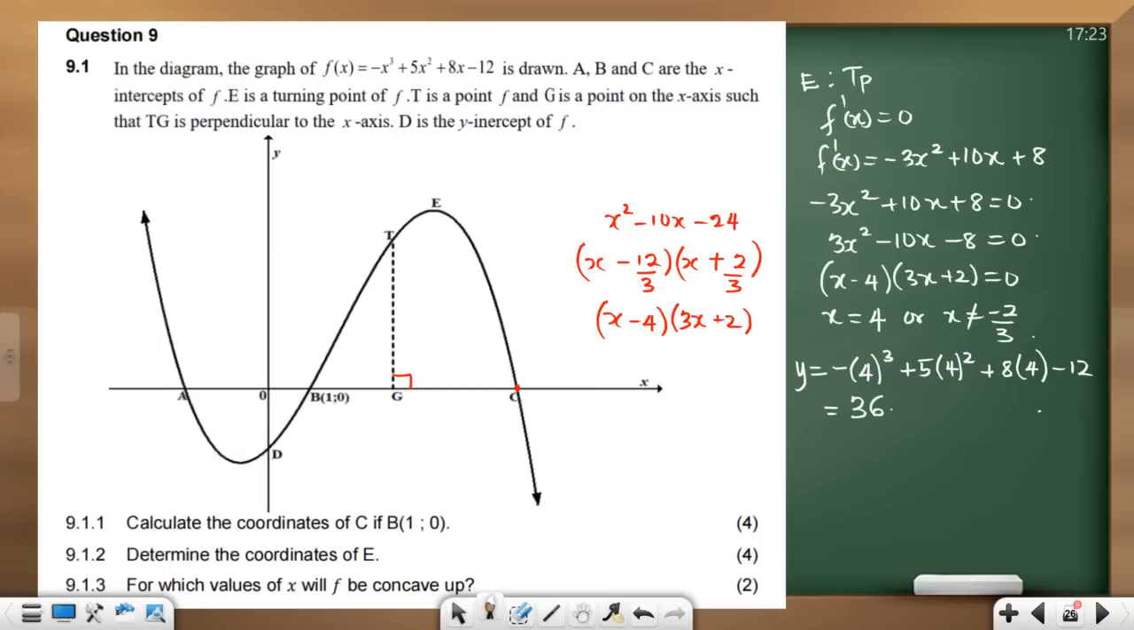Lovely. So I know my coordinate of E. X is 4 and Y is what? 36. For which values of X will F be concave up?